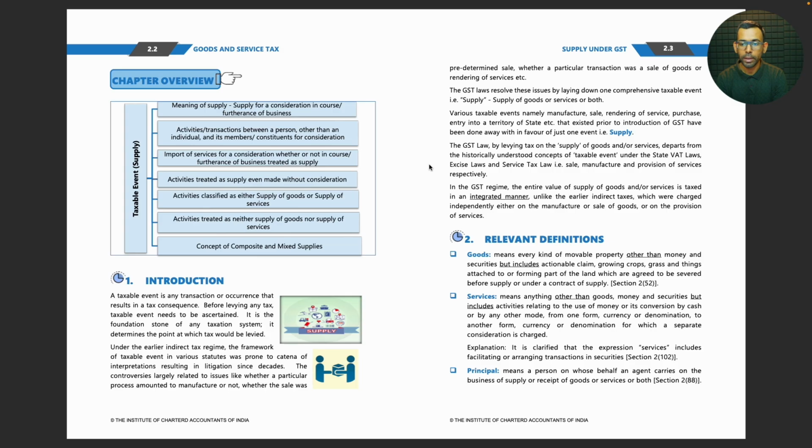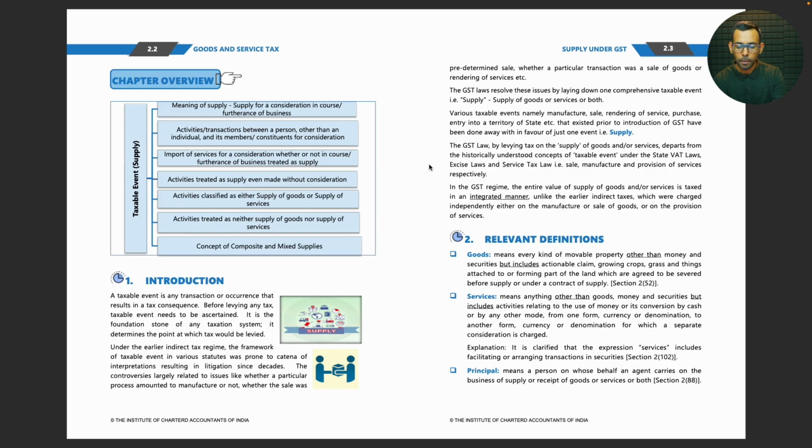The GST law, by levying tax on the supply of goods and or services, departs from the historically understood concept of taxable event under the state VAT laws, excise laws, and the service tax law, that is sale, manufacture, and provision of services respectively. In the GST regime, the entire value of supply of goods and or services is taxed in an integrated manner, unlike the earlier indirect taxes which were charged independently either on the manufacture or sale of goods or on the provision of services.